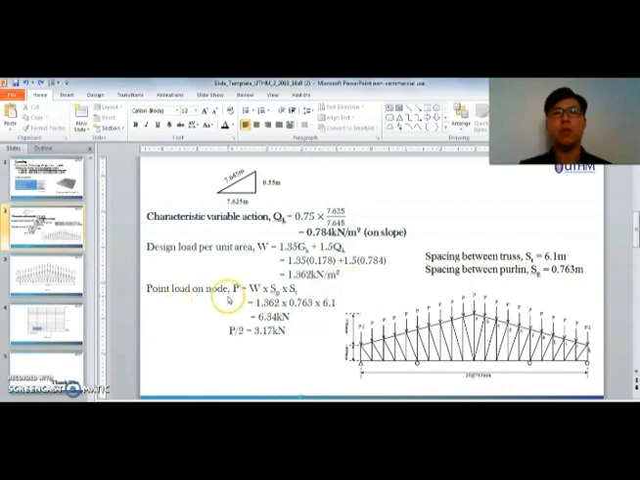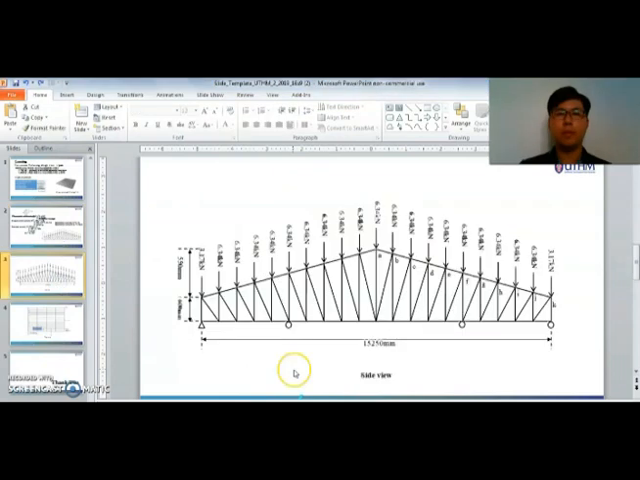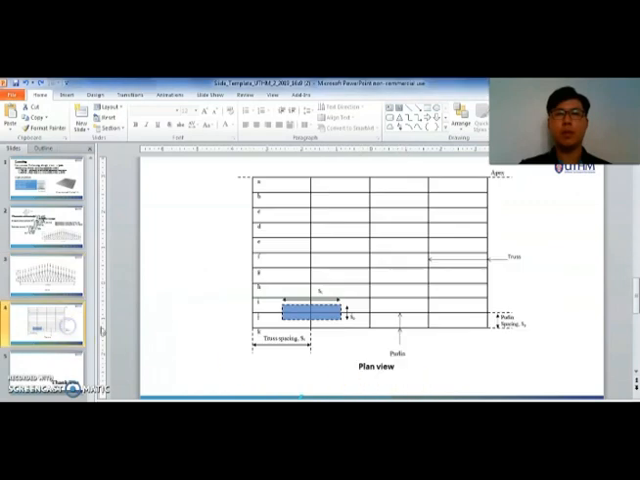The point load on the node, P, we multiply the W by the spacing of truss and the spacing of purlin. Then we get the P value is equal to 6.34 kN, and the P for both end sides divided by 2 is equal to 3.17 kN. This is the load distribution for the side view of our project, and this is the plan view of our project.